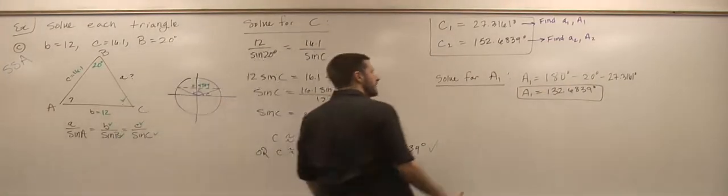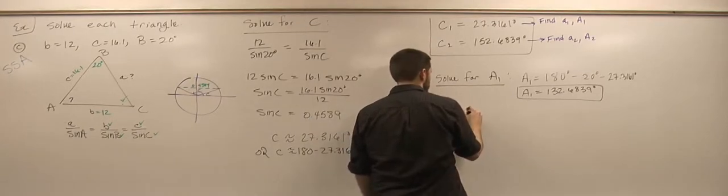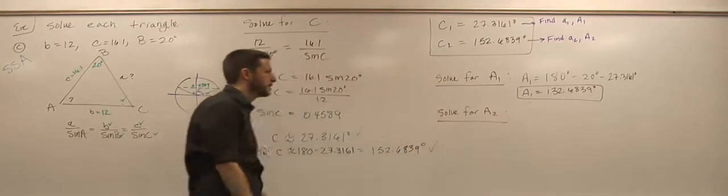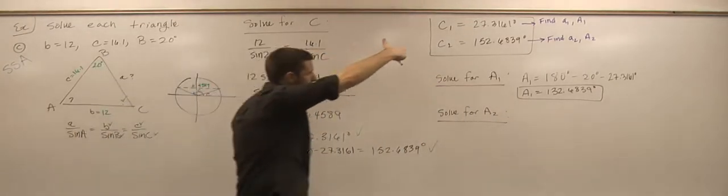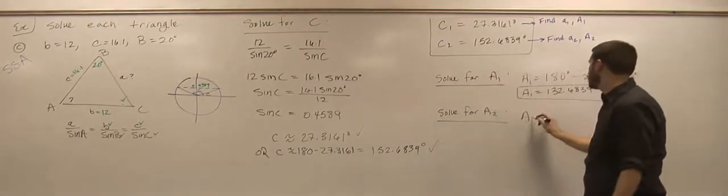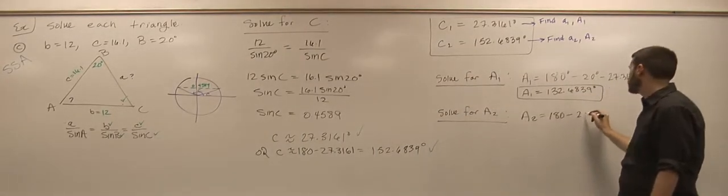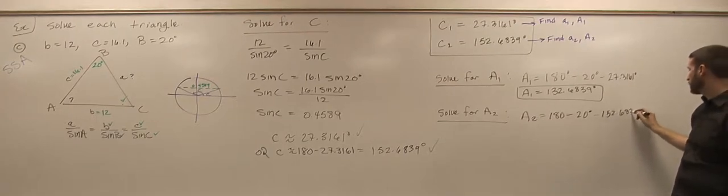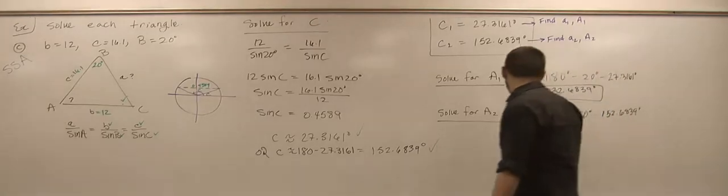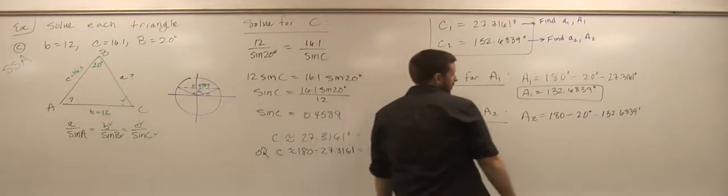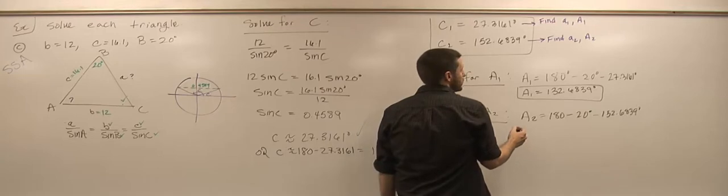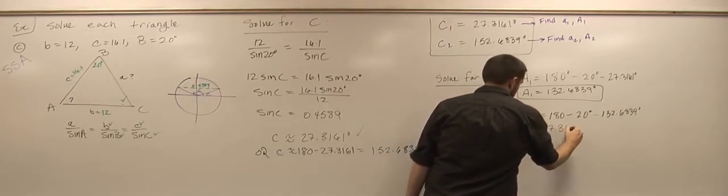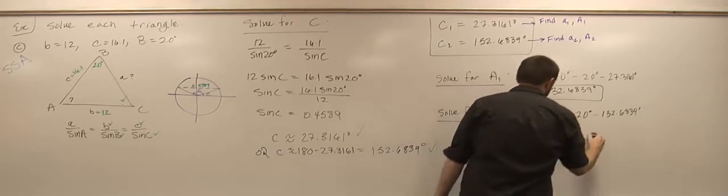While we're at it, we might as well get big A2, since that's pretty easy. What changes when you solve for the second angle, big A2? You start with big C2, right? So we'll do A2 equals 180 minus 20 minus 152.6839. That gives 7.316. Big A2 is done.